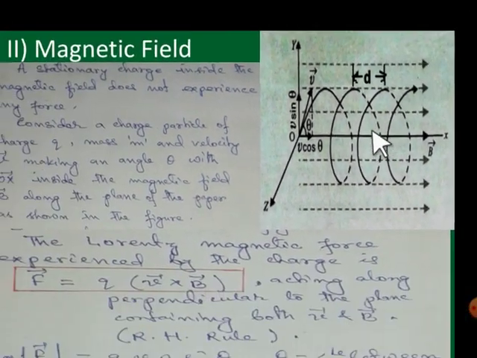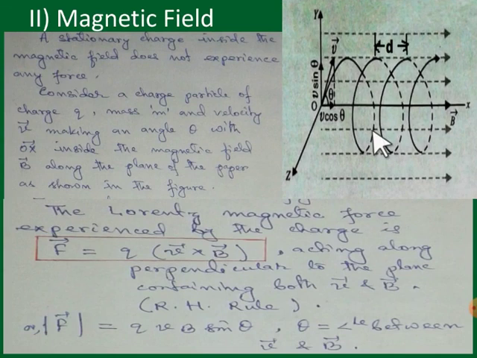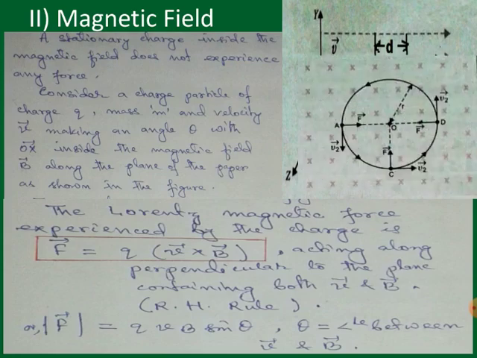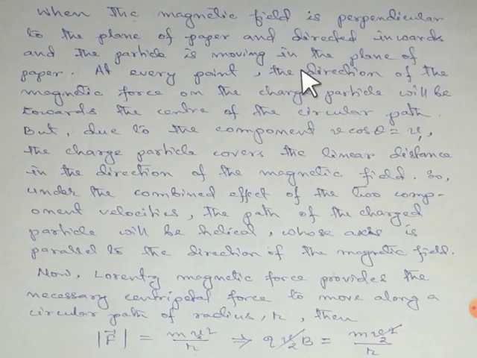Okay, so let's try to express all these things, including this d, in terms of known quantities. Moreover, we will try to find the time period for one circular path, as well as the frequency. Okay, let's try to express it.